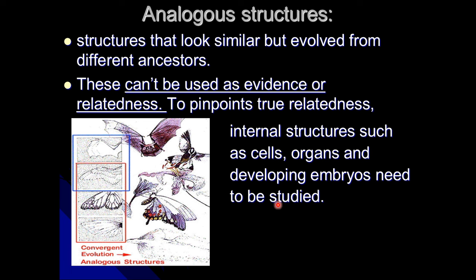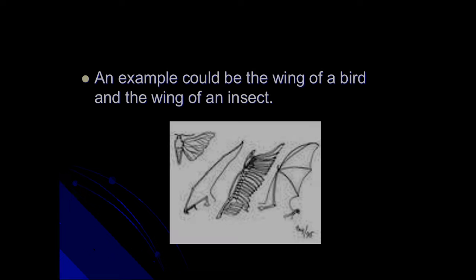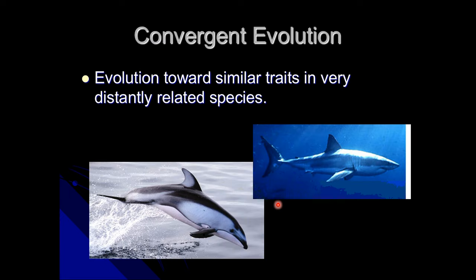But homologous structures are those that do come from a common ancestor, and analogous structures do not come from a common ancestor. An example would be the wing of a bird and the wing of an insect. Even though they're both used to fly, they did not inherit those wings from the same ancestor. Analogous structures occur due to convergent evolution, where organisms have similar traits even though they are distantly related because they have similar selective pressures, like a shark and a dolphin.